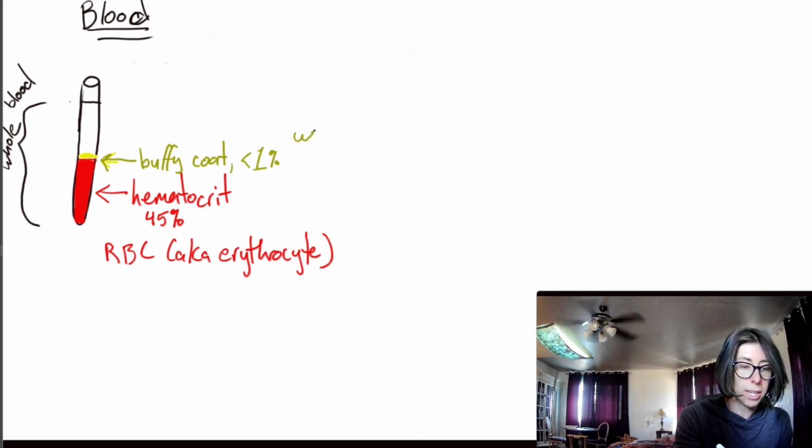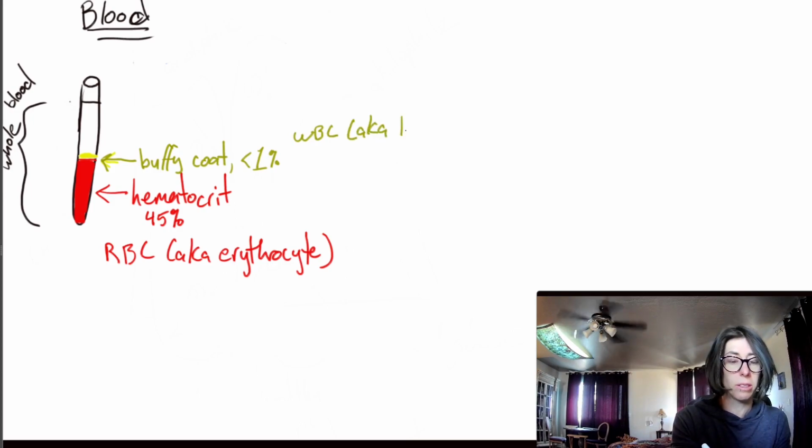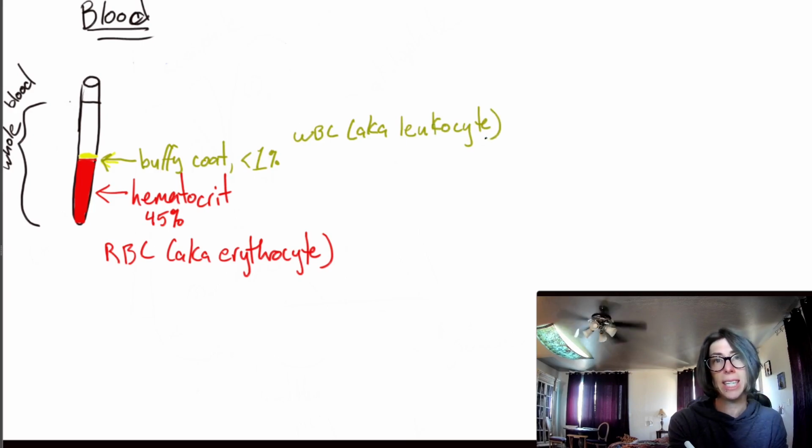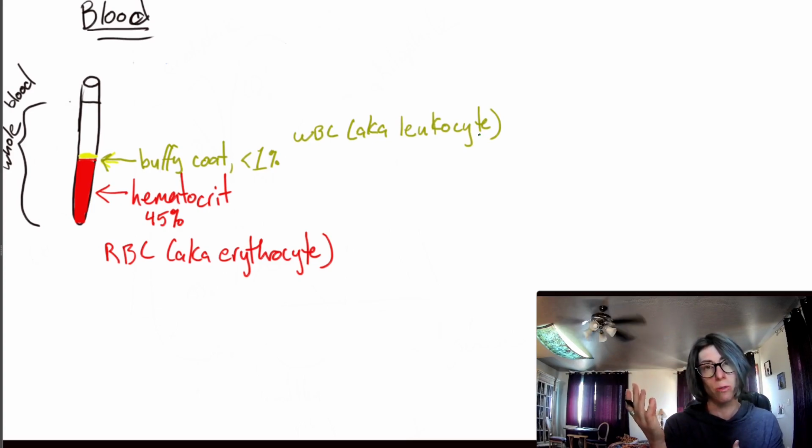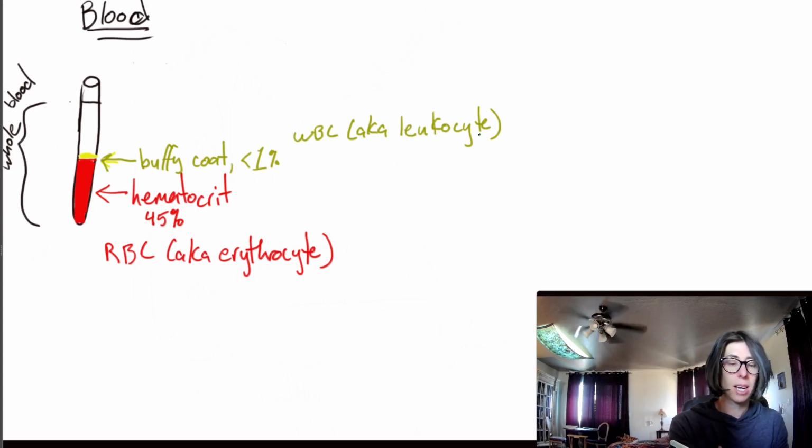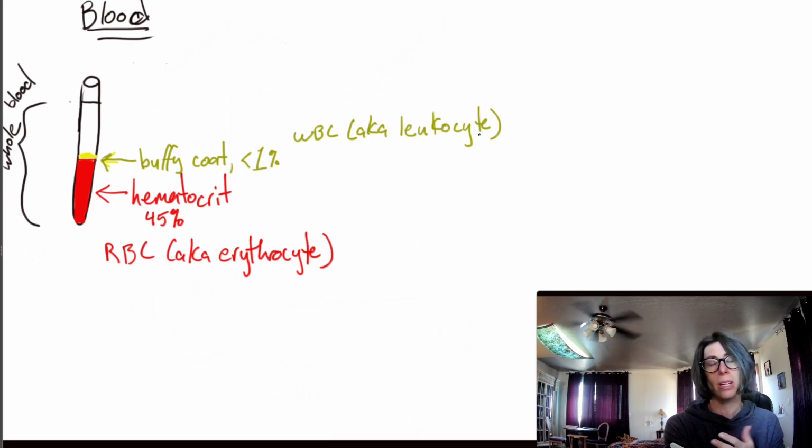So white blood cells, also known as leukocytes, that's the more jargony term for that, leukocyte. So whenever you see the term cyte, C-Y-T-E, we're talking about cells. Leukocyte, erythrocyte, it's a term for cells. And leuko, that refers to white. So the word for white is leuc or leuko. So white blood cell, leukocyte.